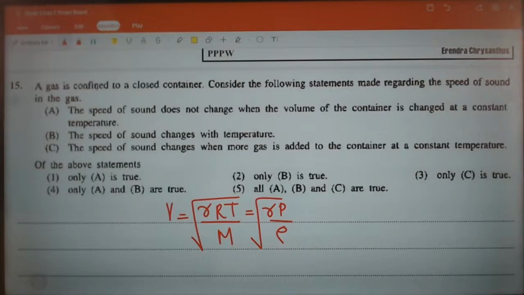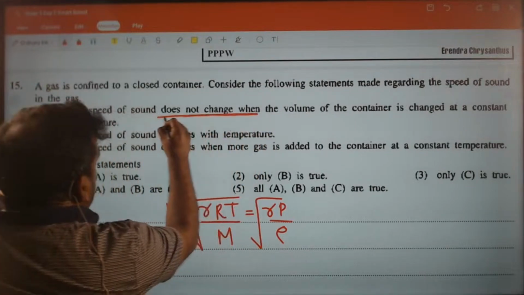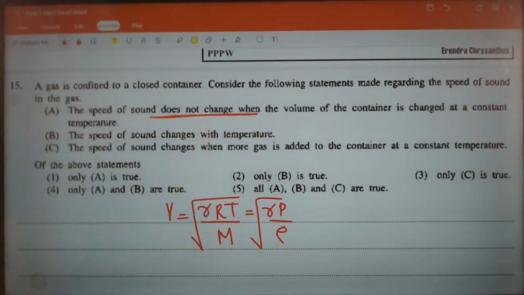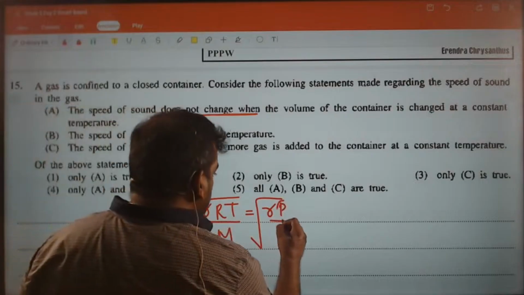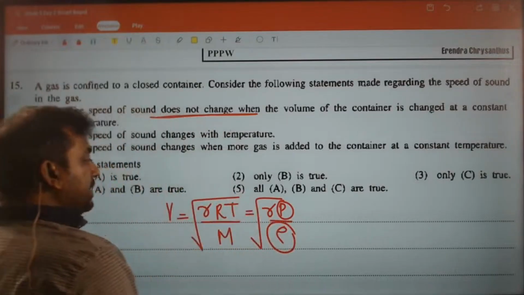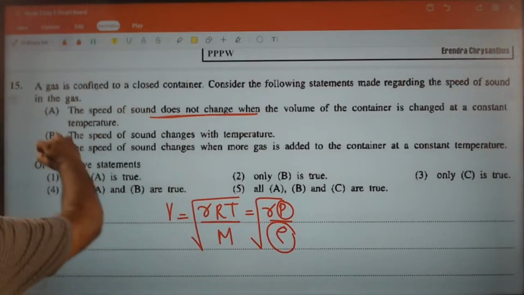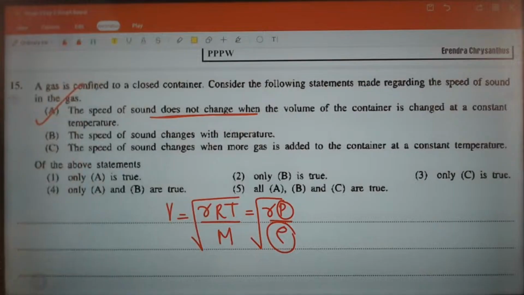If you look at this, speed of sound does not change when the volume of the container is changed, right? So when the volume changes, pressure will change. When the pressure changes, proportionally density will change. When density changes, velocity of sound in air will not change. Statement A is correct, right there.